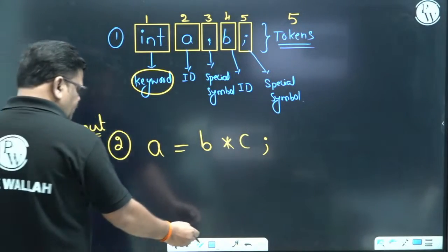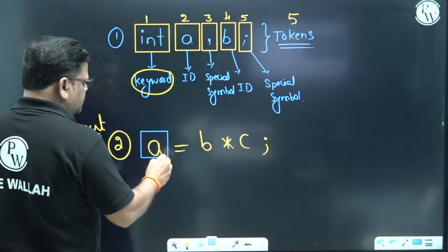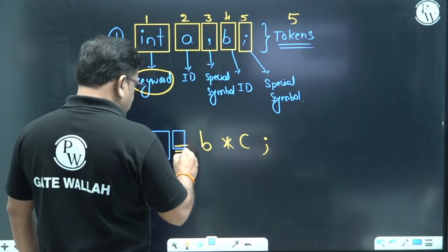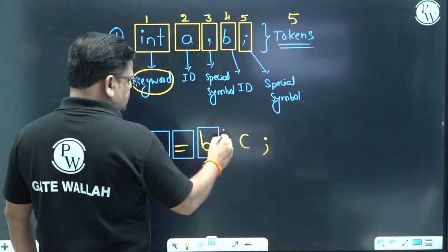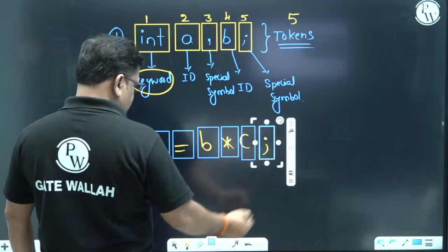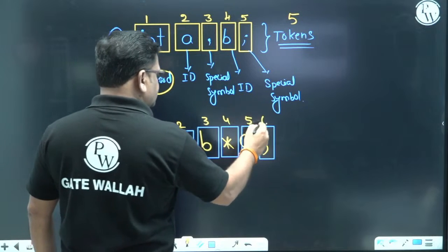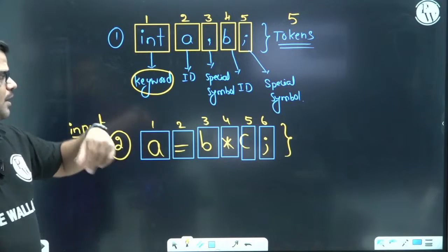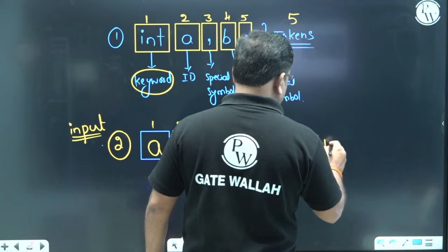So if I give this as input to the lexical analyzer, first it will read this. This A itself comes under the meaning of identifier. This is an operator. This is an identifier. This is an operator. This is an identifier. And this is a special symbol. So the total number of tokens for this is 6. This whole thing is the input, and the output coming out of the lexical analyzer will be 6 tokens.